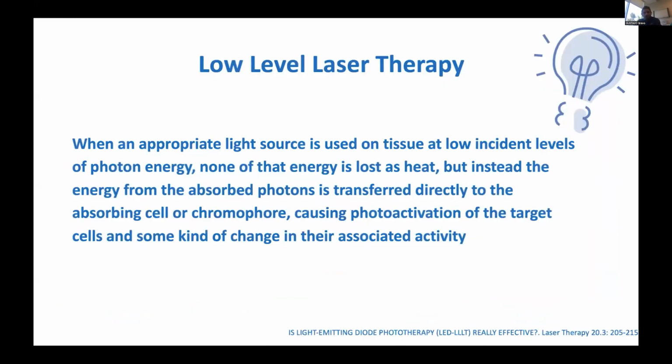Low-level laser therapy is a new kind of light. We have red lights, blue lights, and yellow lights. Red light is very anti-inflammatory. Blue light is antibacterial, so in acne it's very useful. And yellow light works to stimulate neural tissue. So in facial palsy it's very useful as well.